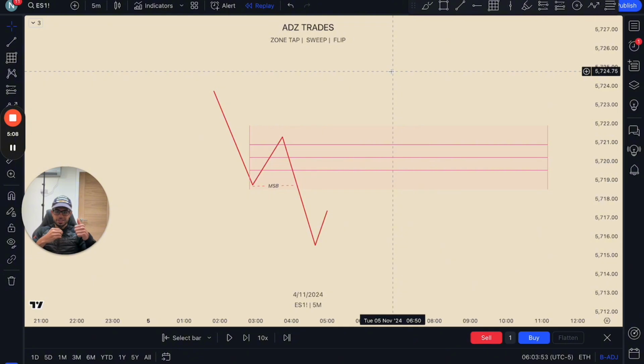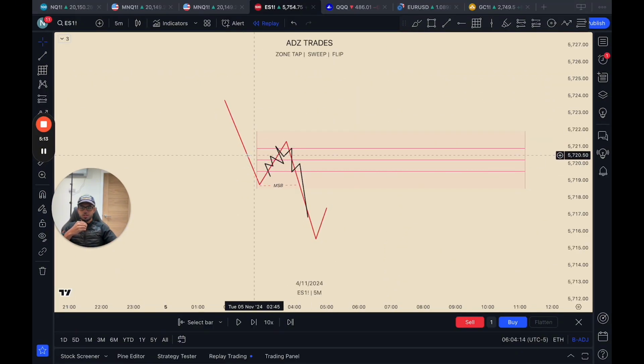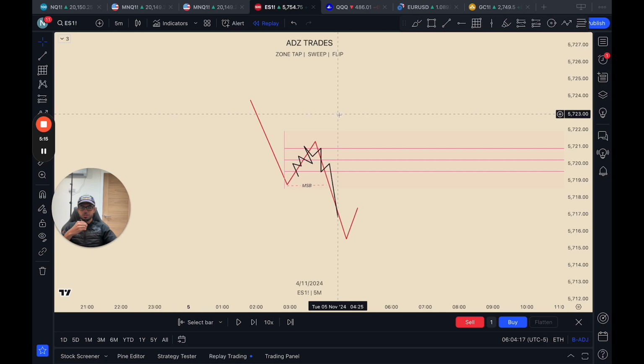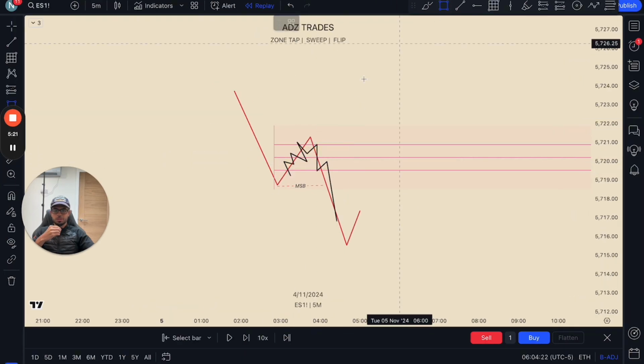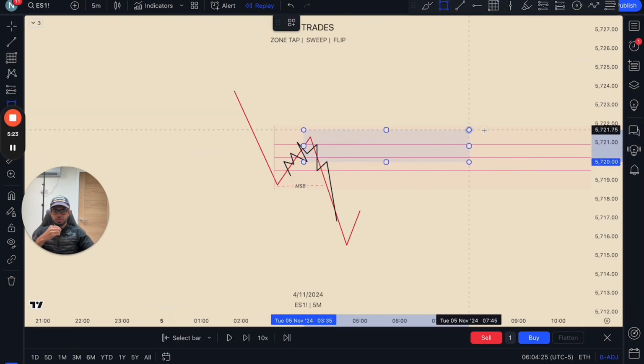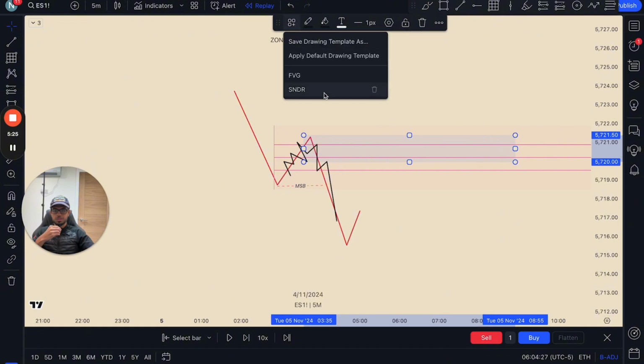We're going to have an SNDR and we're going to have an origin. So how do we find those? Within this internal structure, this lower time frame structure, where did we switch from bullish to bearish? It was this area here. This was our last bullish zone. So this is the origin.